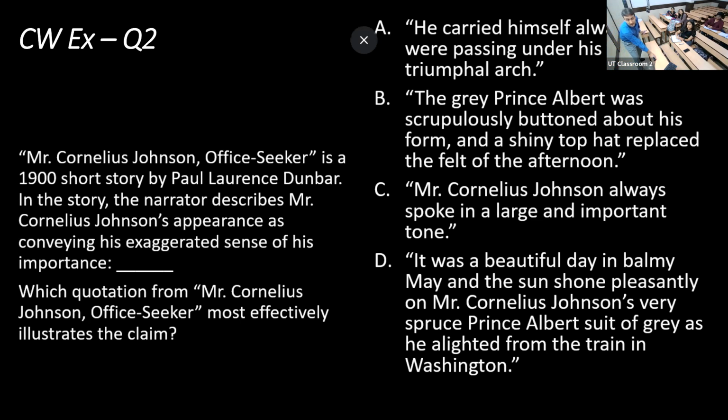And first, let's come to B. Nobody gave an answer for B, but let's see. Oh, sorry. "The grave Prince Albert was scrupulously buttoned about his form, and a shiny top hat replaced the felt of the afternoon." Okay, what does this word mean? Scrupulously. What does this mean? Give the contextual meaning. It's a particular type of suit he has worn, which is buttoned about his form, and a shiny top hat replaced the felt of the afternoon.